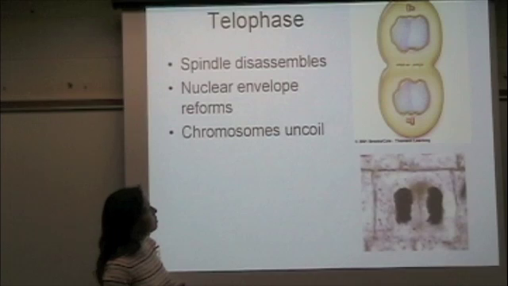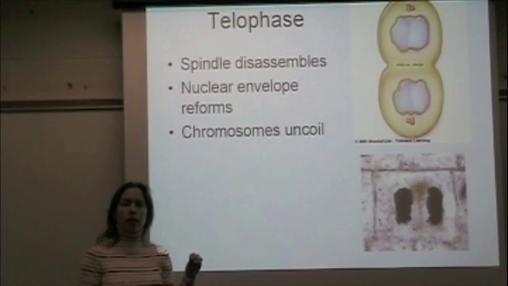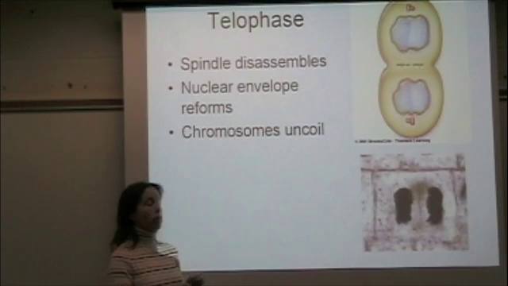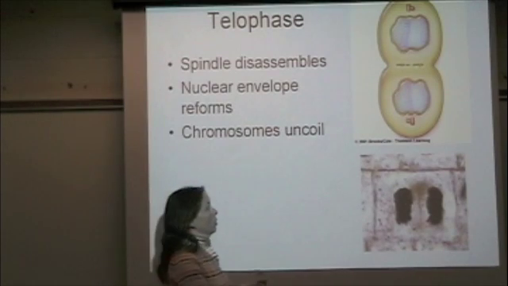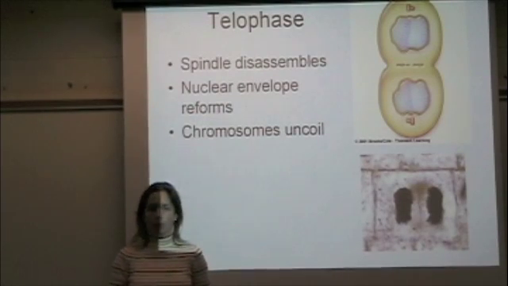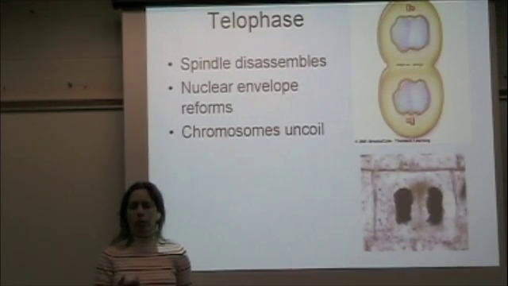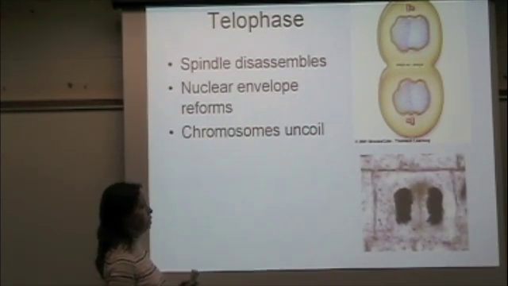In telophase, the chromosomes reach either end of the cell, and the spindle has done its job, so it breaks down. The cell no longer needs all of those microtubules. The nucleus reforms. Okay, so you can see that there are two nuclei that are going to reform around both sets of chromosomes. And the chromosomes begin to uncoil. They're not as tightly wound around the histone proteins anymore because they have reached their final destination.